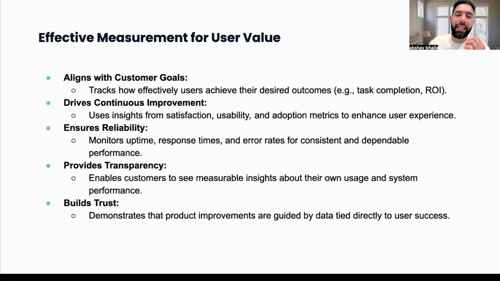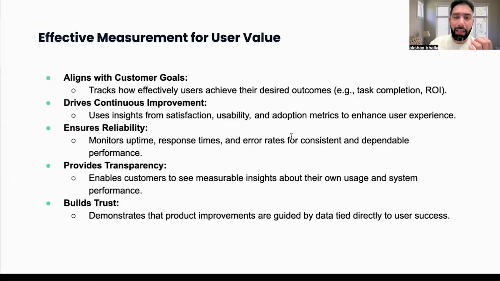Second, it needs to drive continuous improvement. And by that, what I mean is by really deeply analyzing these actionable metrics like CSAT scores, feature adoption, and, let's say, usability data, we can really focus on the changes that matter the most to our customers and really enhance their experience over time.